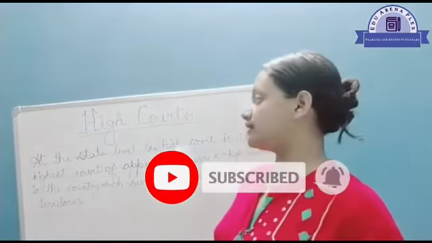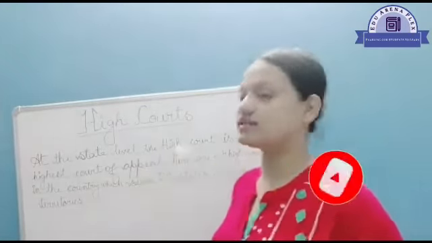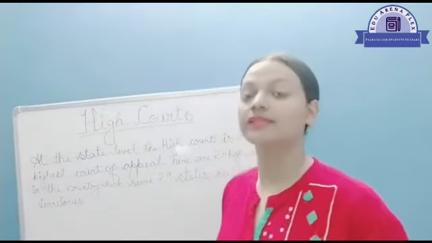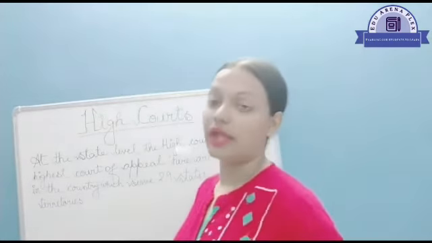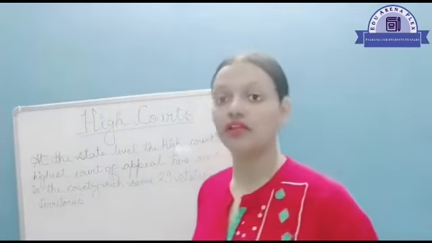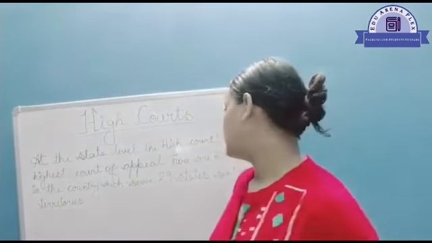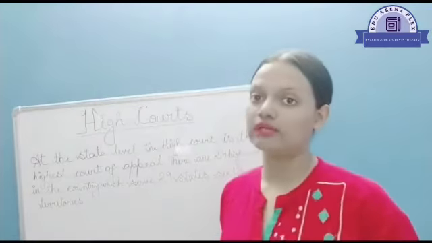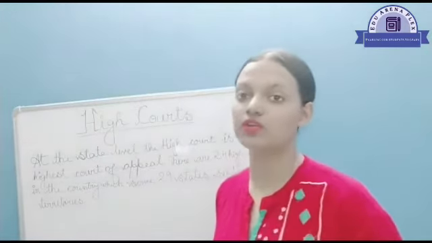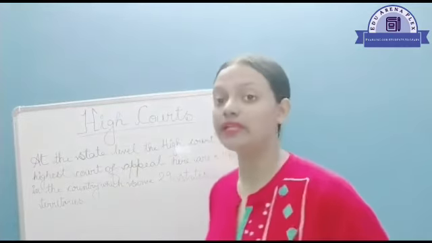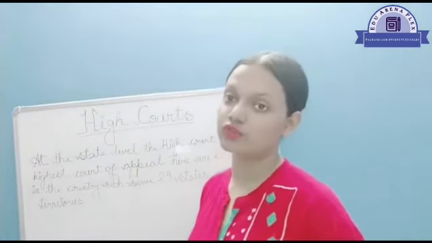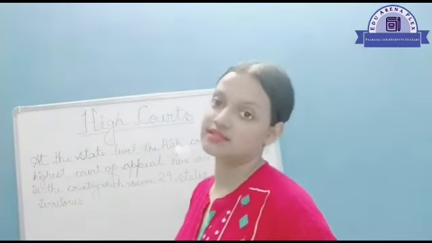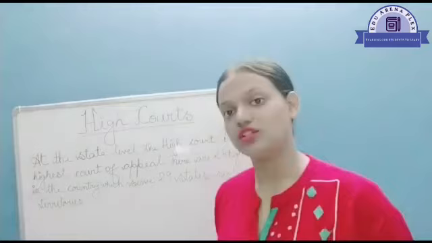At the state level, the High Court is the highest court of appeal. There are 24 High Courts in the country. So how many High Courts do we have in our country? We have 24 High Courts, which serve the 29 states and 6 union territories.